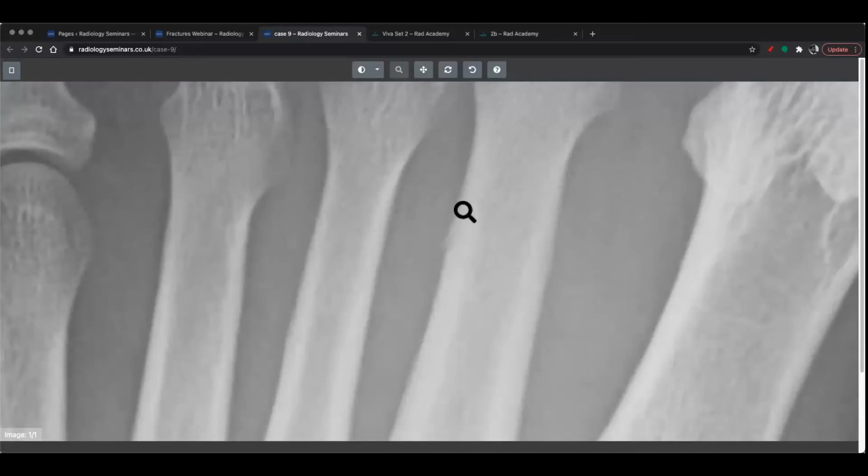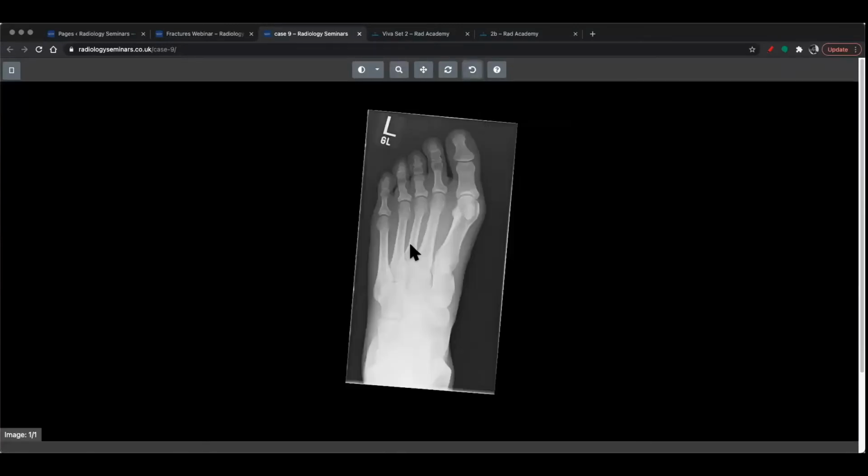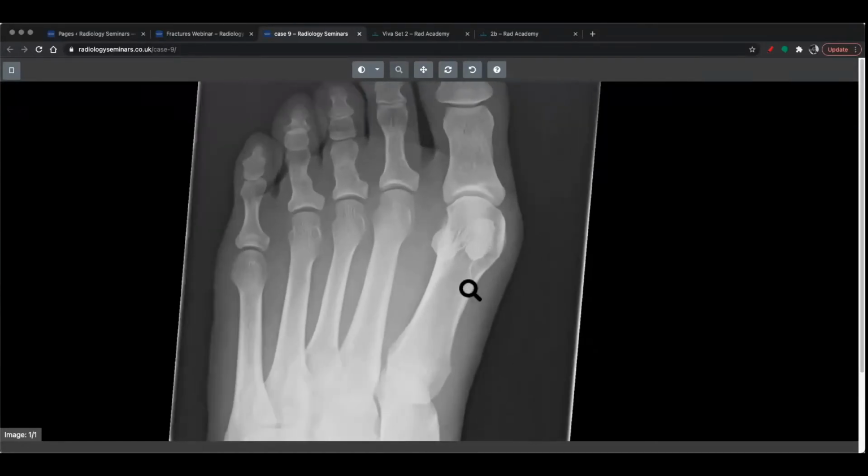And sometimes you don't even get that. You get just a bit of haziness, a little bit of fuzziness in the area, because it's cortical reaction secondary to a stress fracture. And interestingly, when you do MRIs, these things light up like an absolute bulb. But when you're looking at plain film X-ray like this, they can be very, very difficult to see.